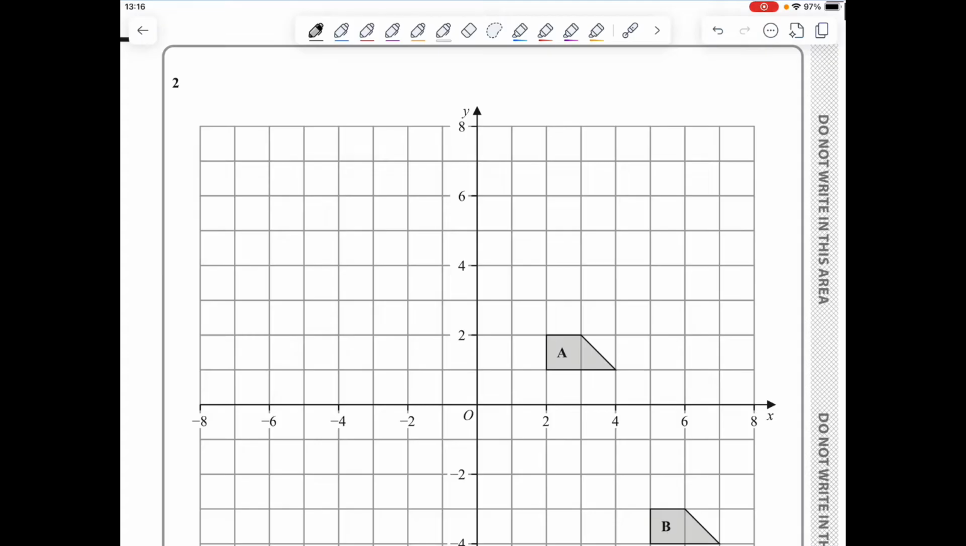For part A of question 2, we need to describe the transformation from A to B. Note that the orientation of the shape does not change, neither the size of the shape. So this is a translation by 3 units to the right and then 5 units down. You can check this with any vertex of this shape.